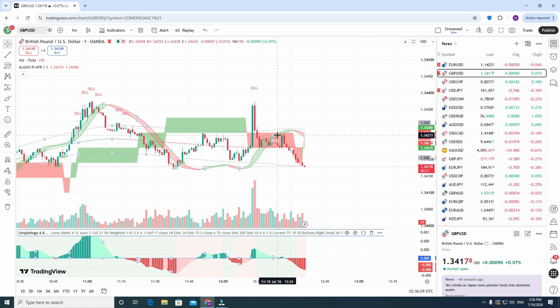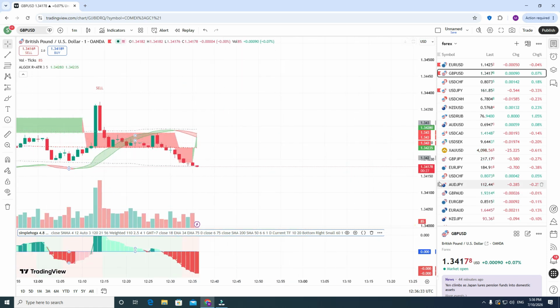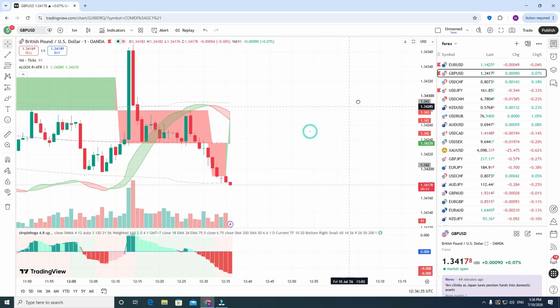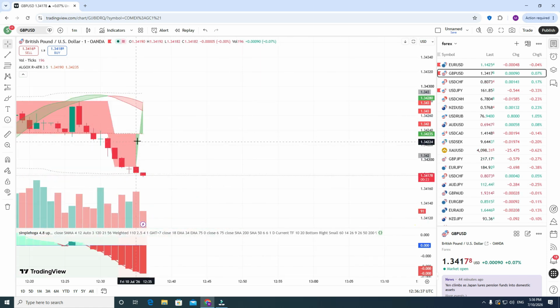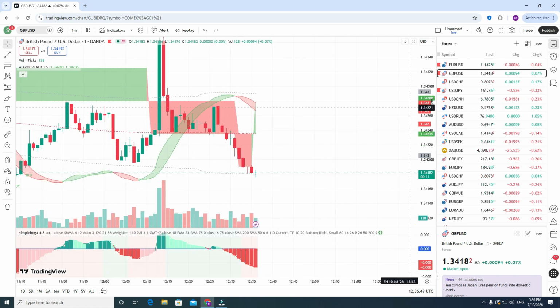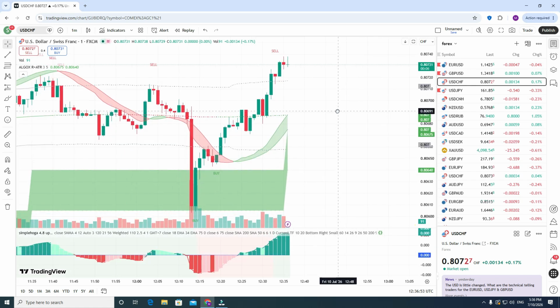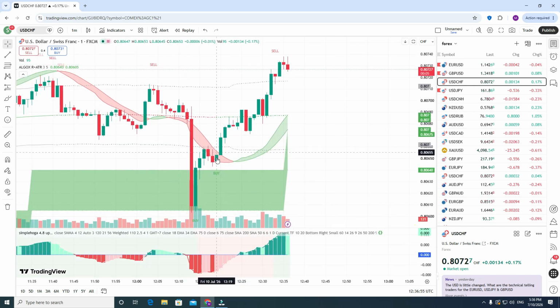This was very close but did not get the entry. Here you can see the trend is now changing, but we did not get the RSI. We wait for the RSI to come below, then we will open our buy position. Here let me show USD CHF. Yes, we got the buy entry. This is your live entries example.